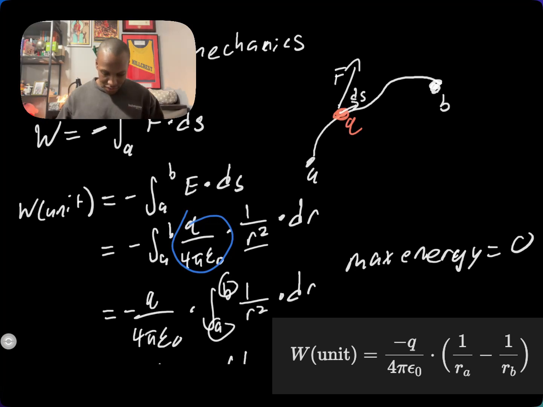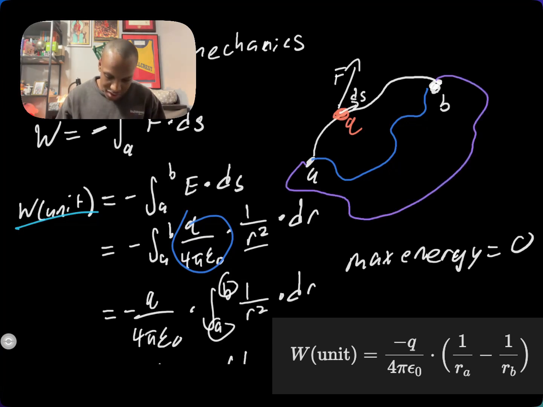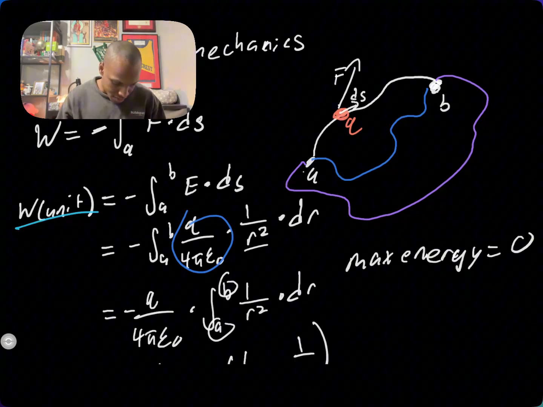So we can see from this equation that our equation for work is independent of the path taken from A to B. We could have taken this path, or we could have taken some other path, and our equation for work is only dependent on the endpoints. So where is point A and where is point B? And because of that, we can write down a nice formula for basically the potential energy at a point.